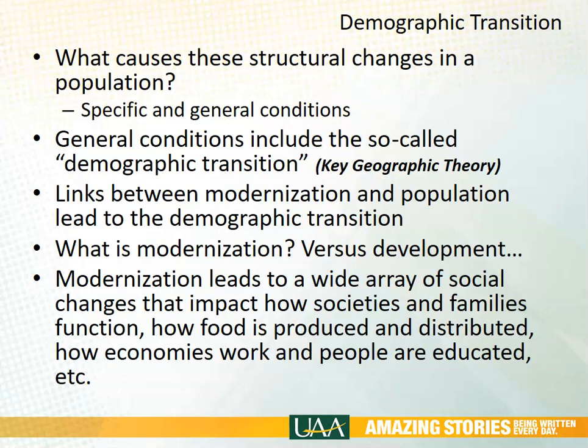Modernization can mean a lot of different things. In the context of the demographic transition, it means all the different social changes that take place in a society that impact things like how families function, how food is produced and distributed, and how economies work.